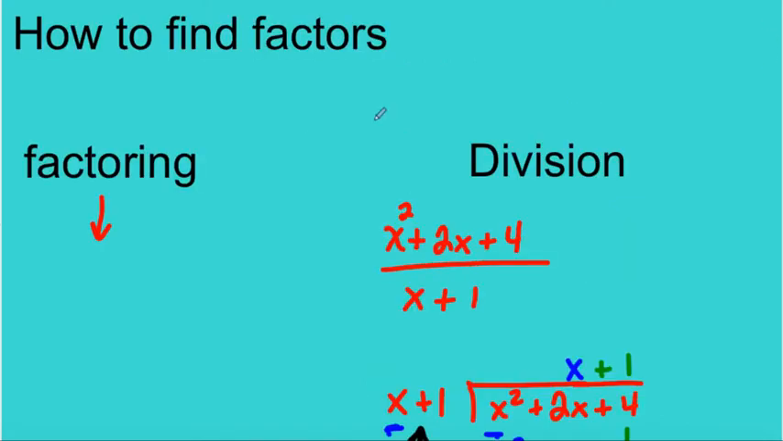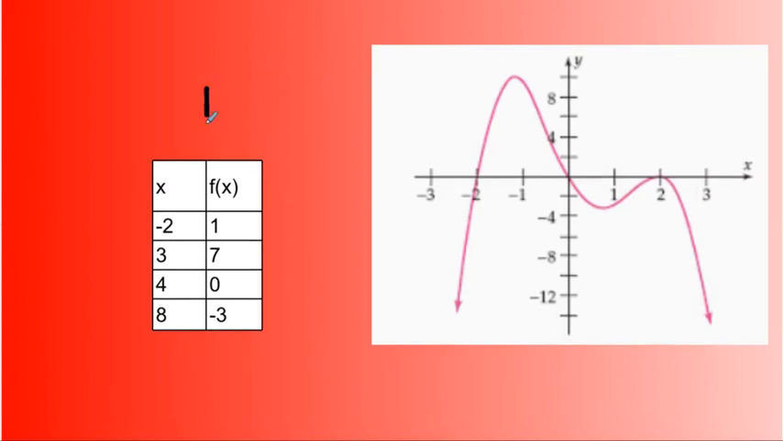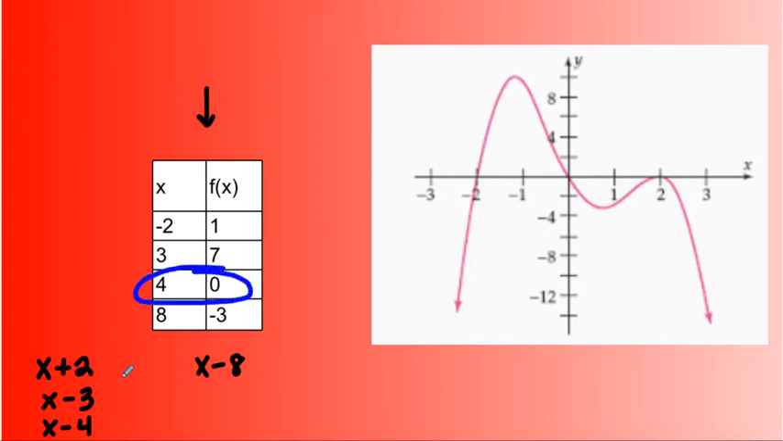Okay? So those are a couple ways to find factors. You can also think about it. Here I give you a table. So here's one example where I give you a table. And I might ask you, what are the possible factors? And I could say something like this. X plus 2, is that a factor? X minus 3, is that a factor? X minus 4, is that a factor? X minus 8, is that a factor? Well, if I'm looking for factors, I'm looking for the x-intercept first to work backwards. And I can see that this is an x-intercept. So then my only factor here would be x minus 4, okay?